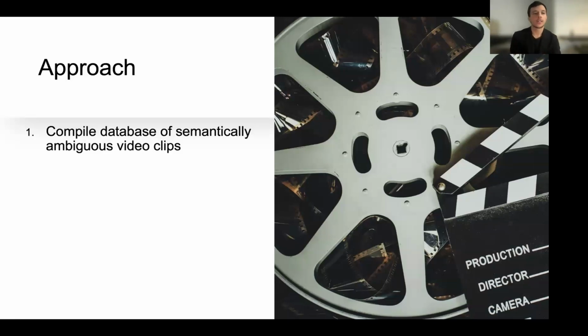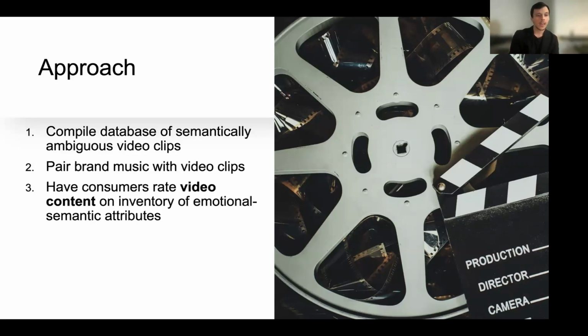First of all, we're going to compile a database of semantically ambiguous video clips, meaning video clips that have a relatively good chance of being influenced by music. We're going to pair all these video clips with lots of different brand music, and then collect a data set of consumers rating the video content on an inventory of different emotional semantic attributes. It's important that we ask them to tell us about the video content. And these semantic attributes will be things like intense or peaceful.